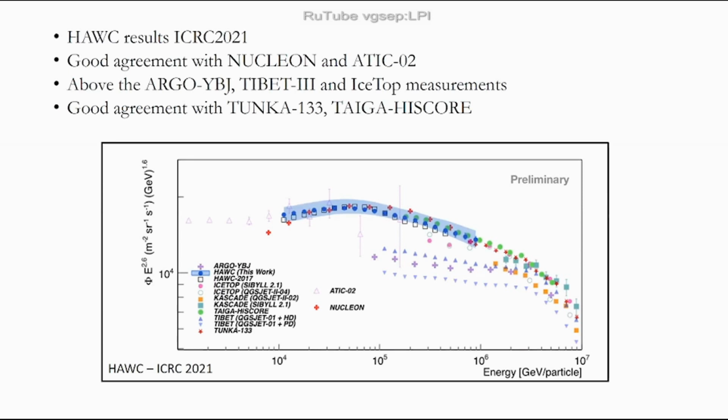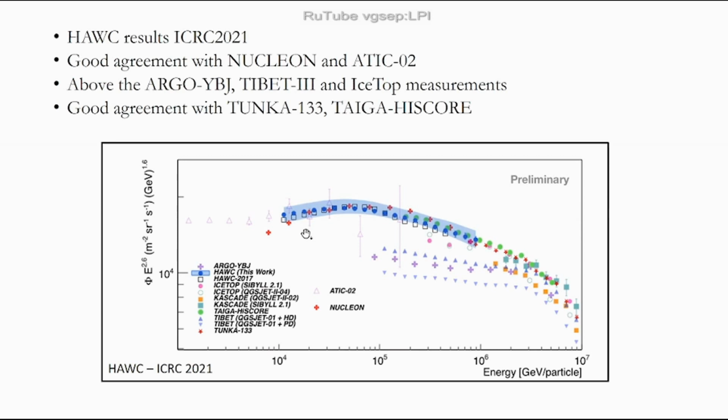The Oak collaboration published the all-particle spectrum in a paper in 2017, and at the last ICRC in 2021, published a new set of data extending the energy range. We have 3 more points with respect to their results in 2017. And this new measurement essentially confirms the old one, and the differences are well within the systematic error.